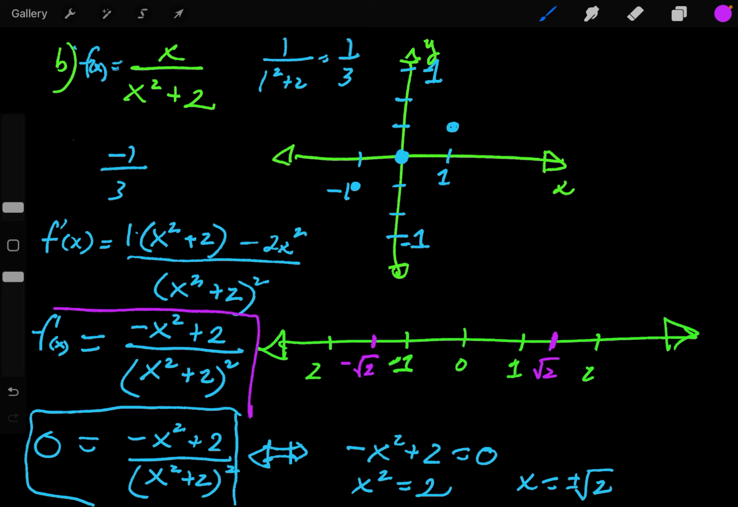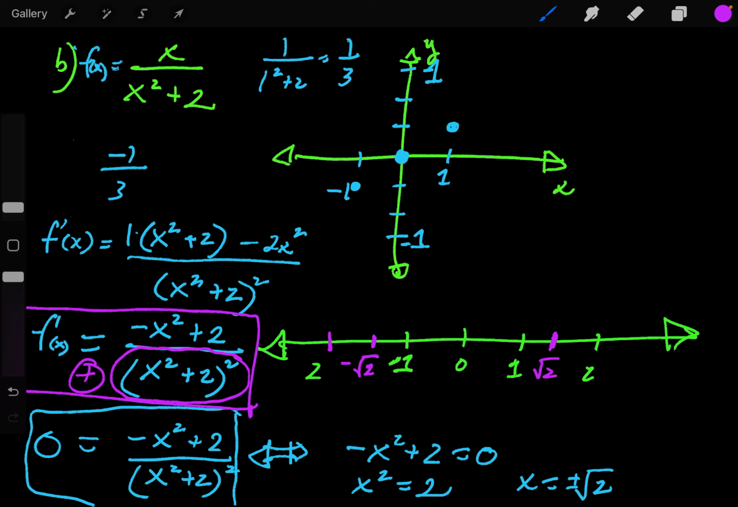So you just pick test points to plug into your derivative. This is probably the most simple version, but you can speed up this process by realizing that the bottom is always positive. So you just need to test the top, because if the top is negative, the whole thing is negative. If the top is positive, the whole thing is positive.